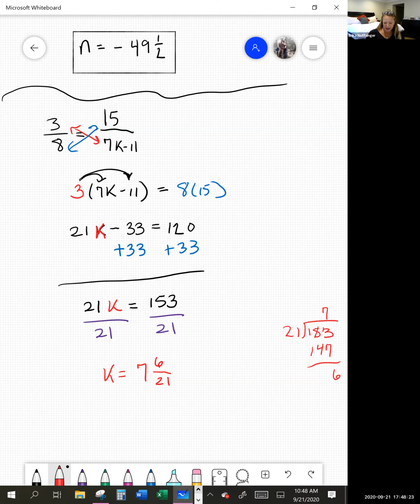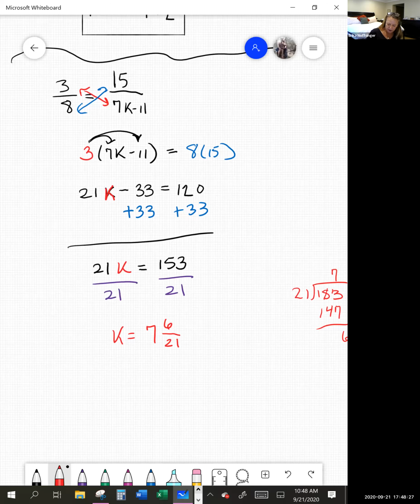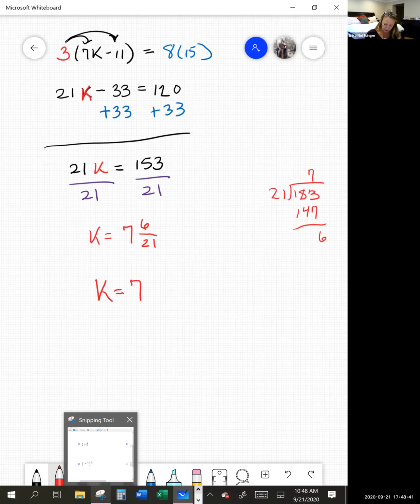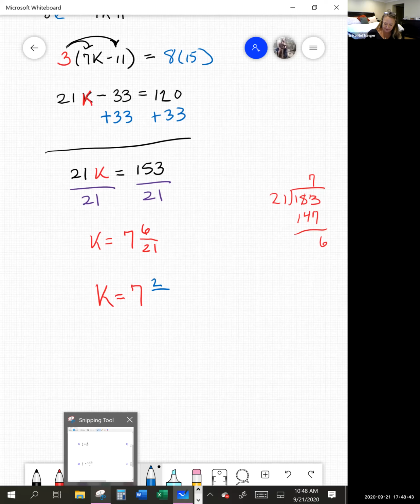So I can't stop there because 6 and 21 have a factor in common. 6 and 21 both have a 3 in common. So 3 goes into 6 twice. And 3 goes into 21 7 times.